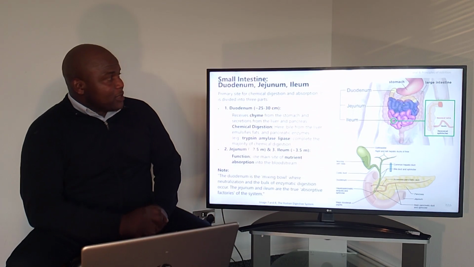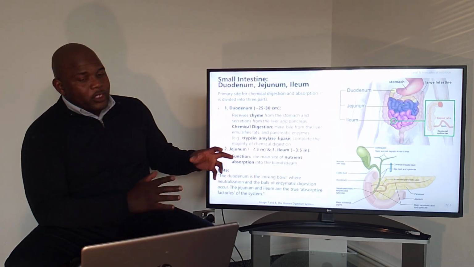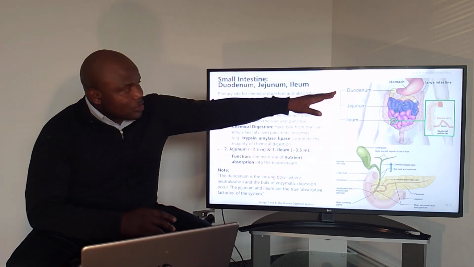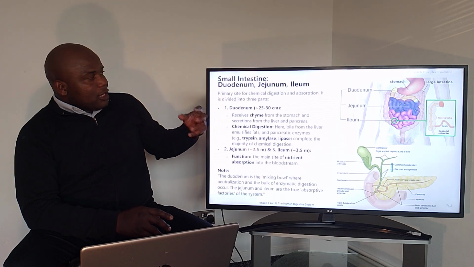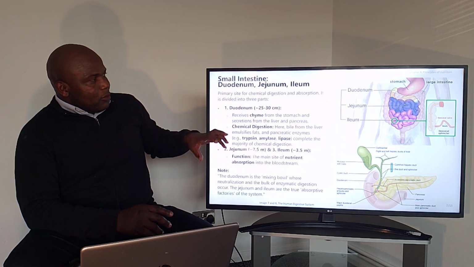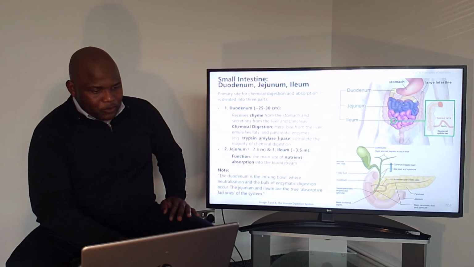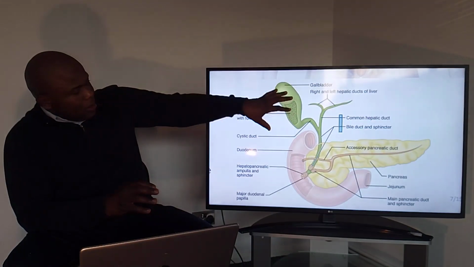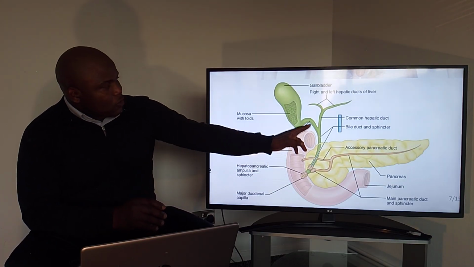Once food is passed from the stomach, it goes to the small intestine, which comprises three parts: the duodenum, jejunum, and ileum. And once we are in the duodenum, we also have the connection. As we zoom below there, we can tell the connection between the duodenum and the liver.